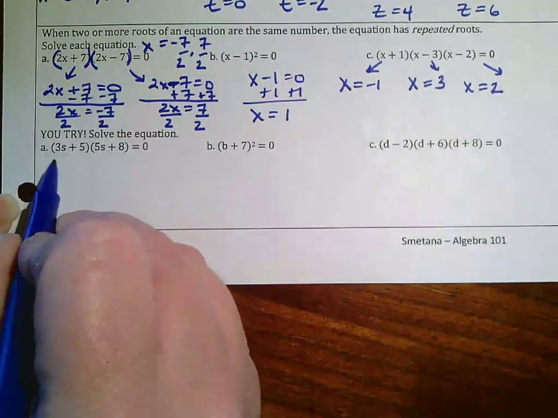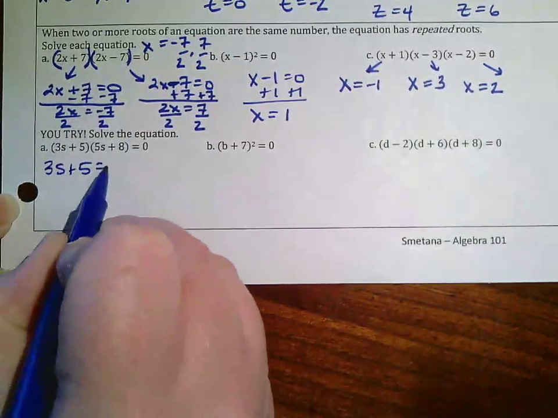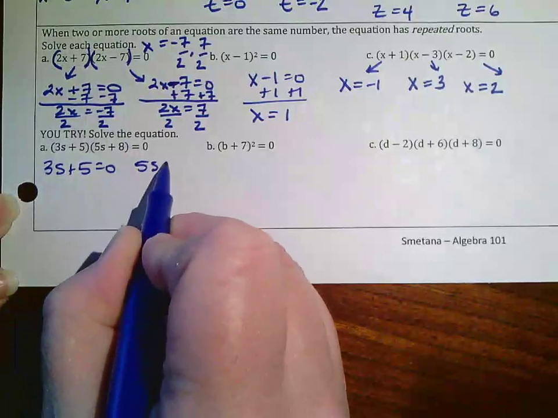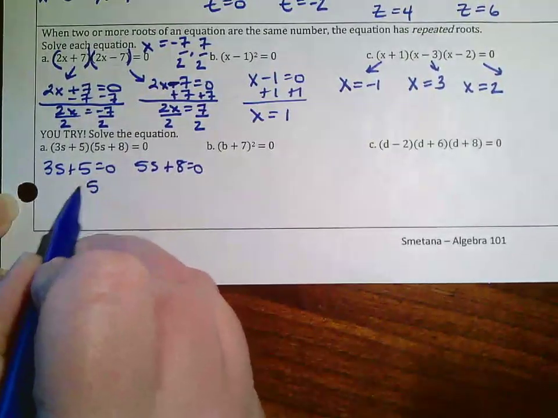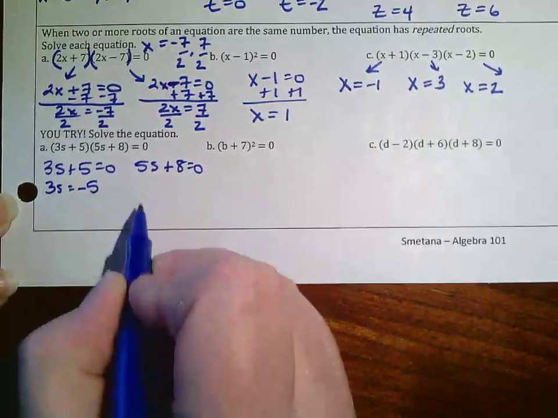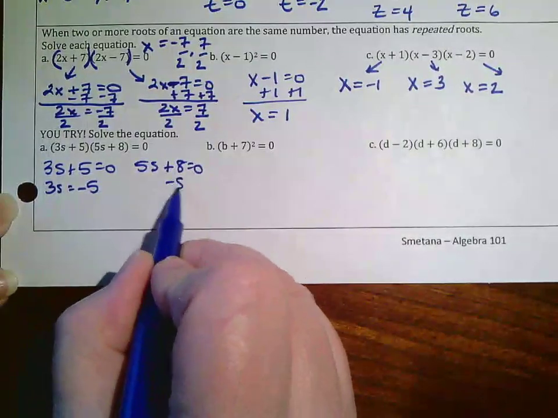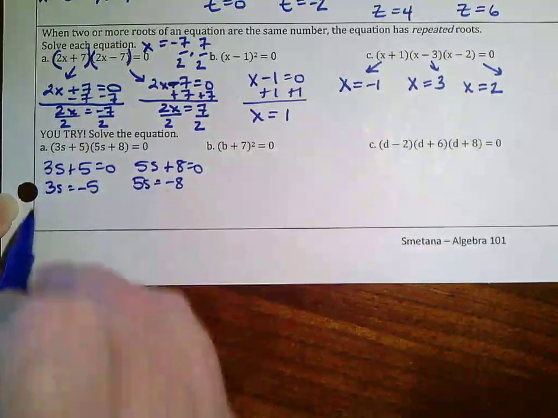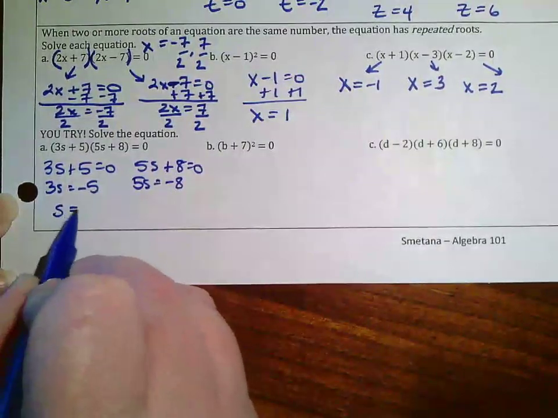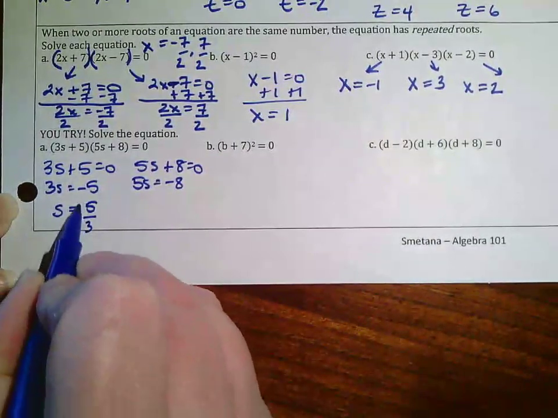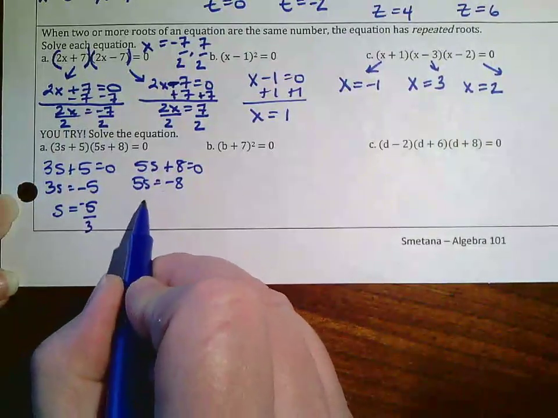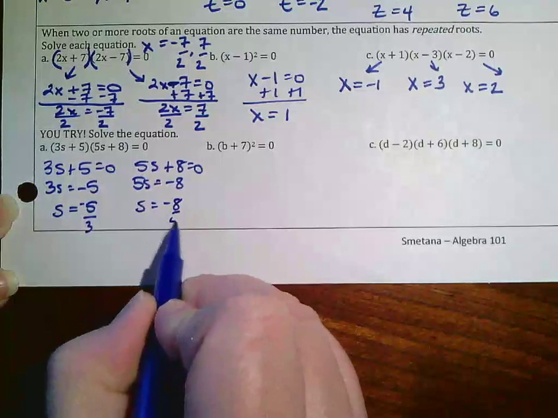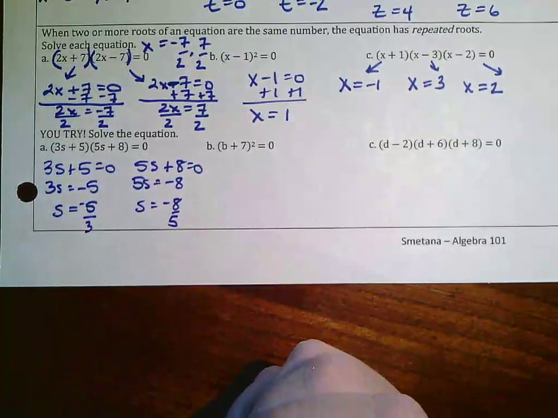So this would be 3s plus 5 equals 0, and 5s plus 8 equals 0. So subtract the 5, and you get 3s equals negative 5. Subtract the 8, and you get 5s equals 8. Divide by the 3, and s equals negative 5/3. Divide by the 5, and s is going to equal negative 8/5. And there's your 2 answers.